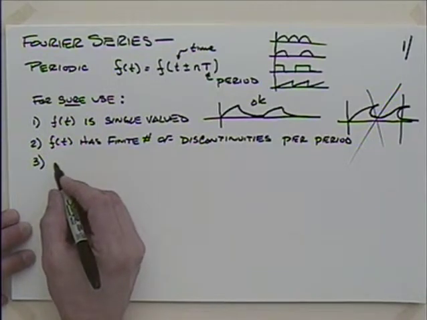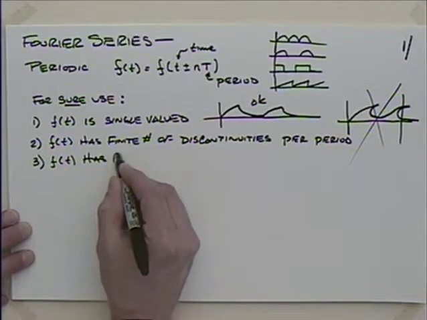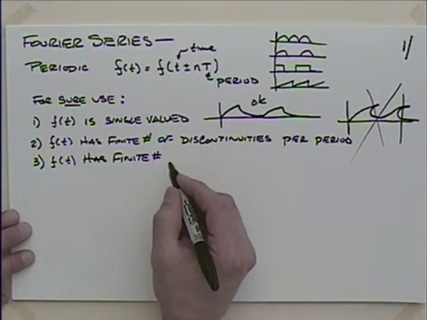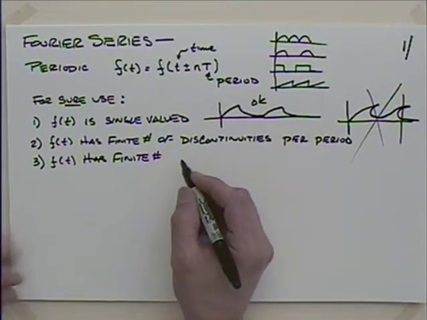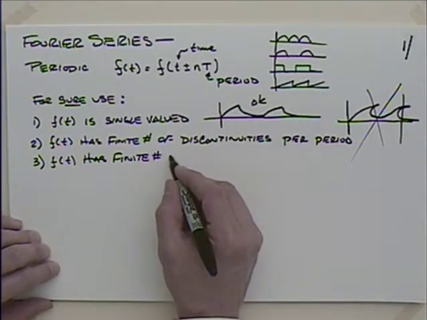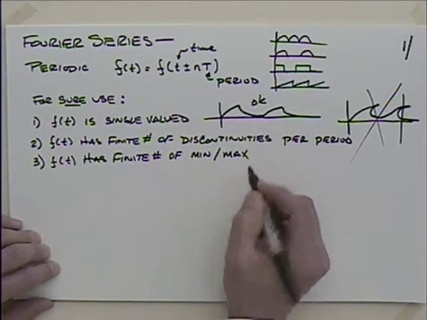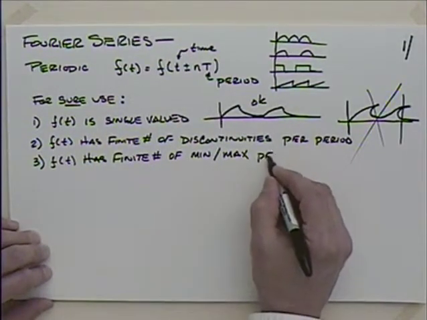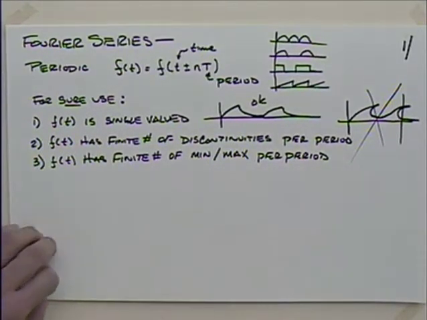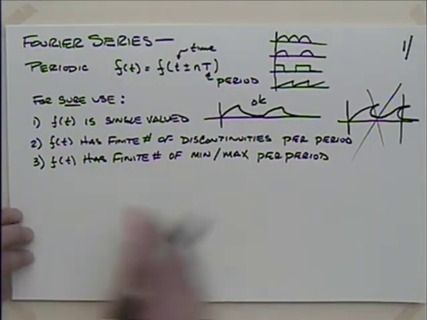Third, a finite number of minima and maxima per period. Finite number, this is the number sign, right? Number sign, pound sign, not hashtag, so don't send me an email. Again, per period. You'd have to talk with a mathematician to come up with one that fails that test, because I don't think I can think of one.